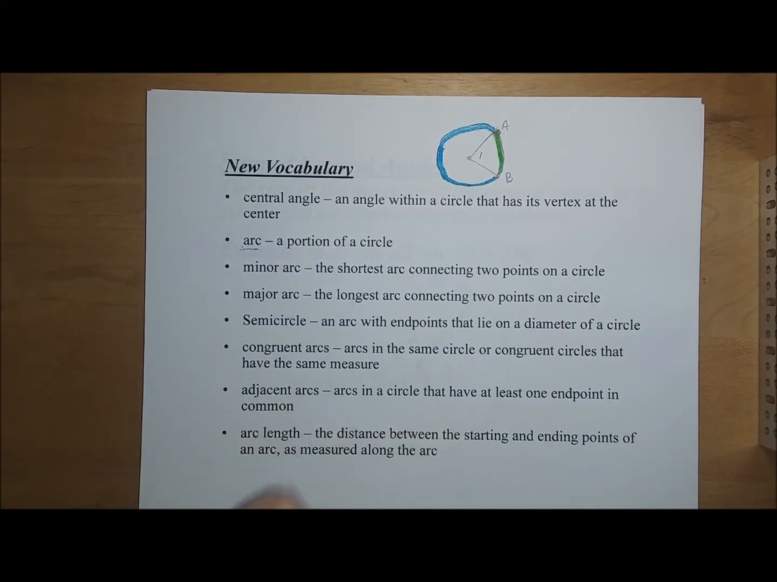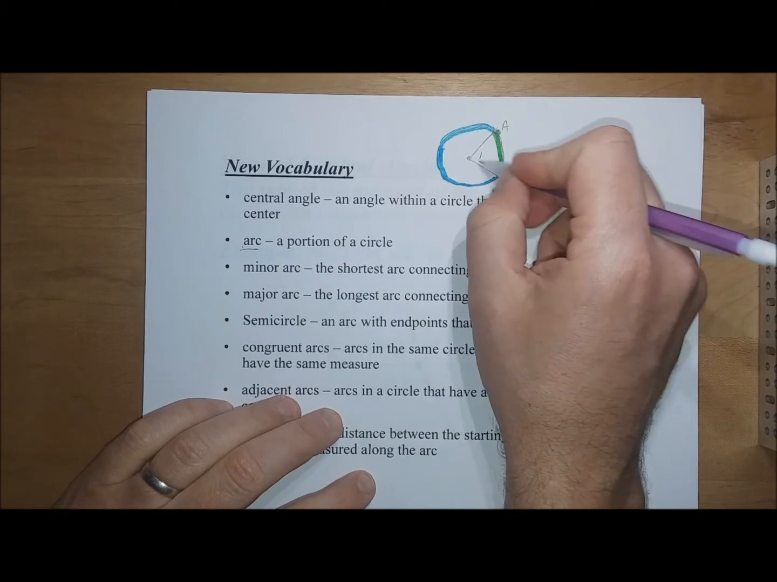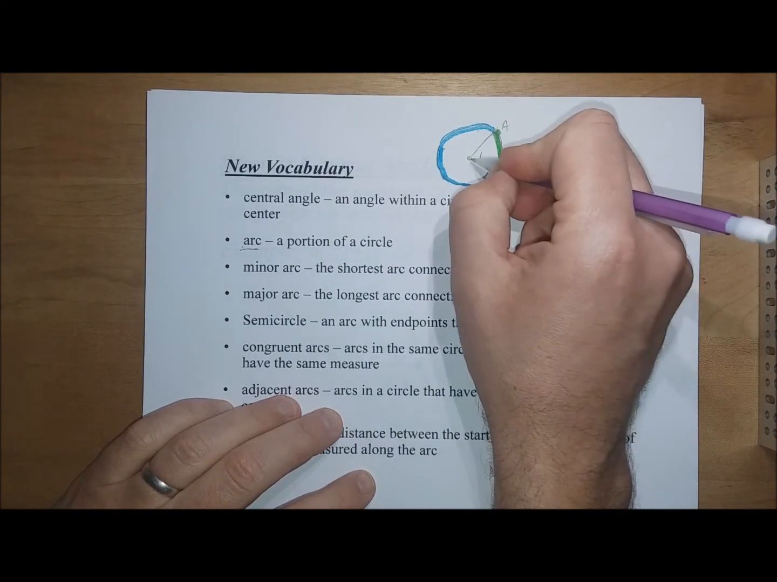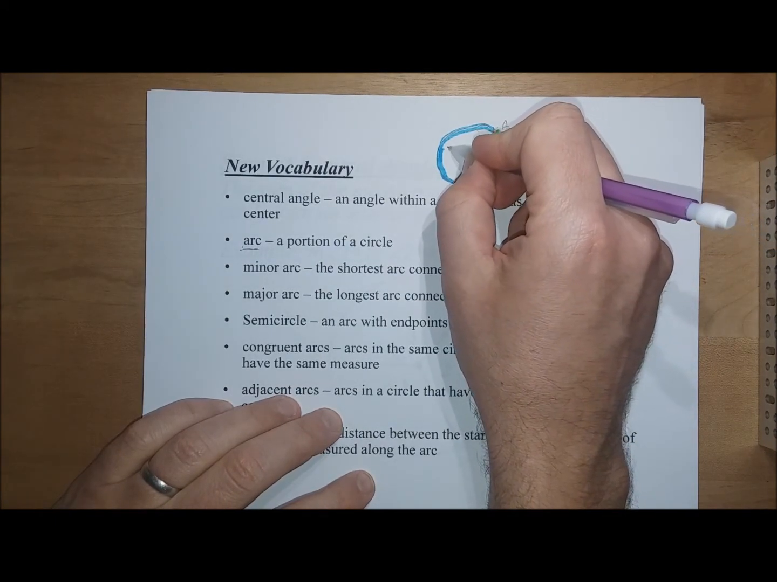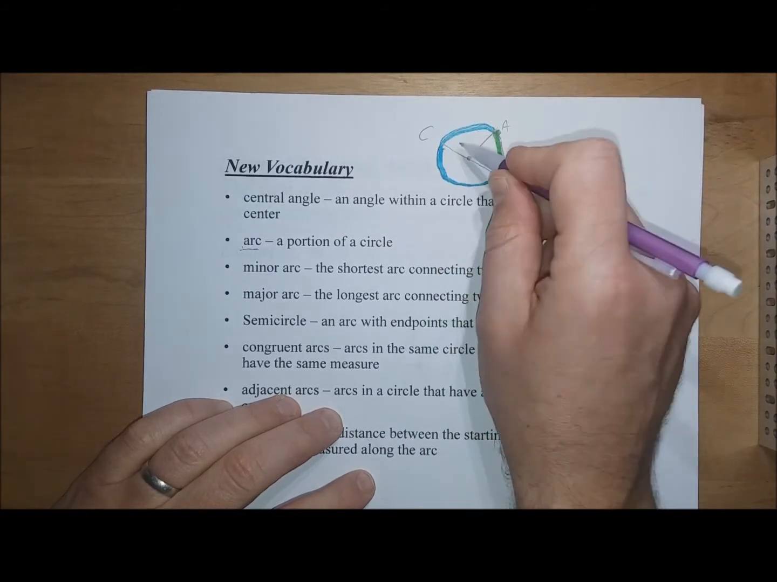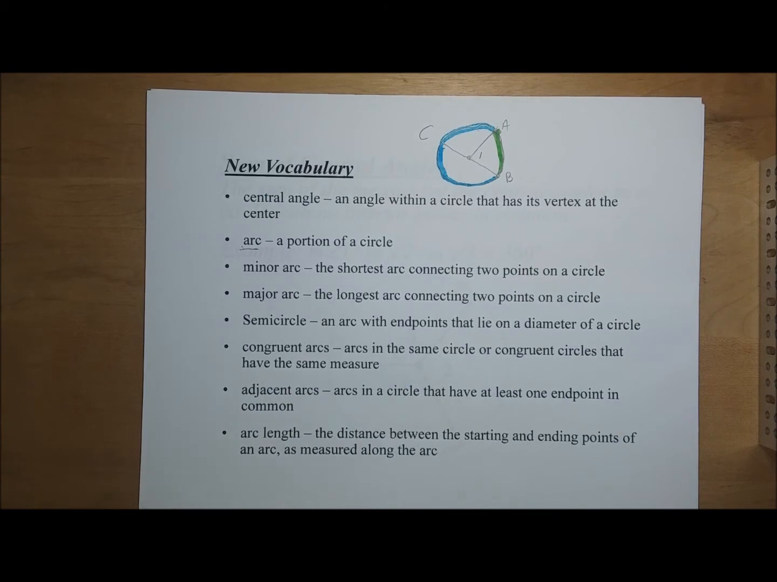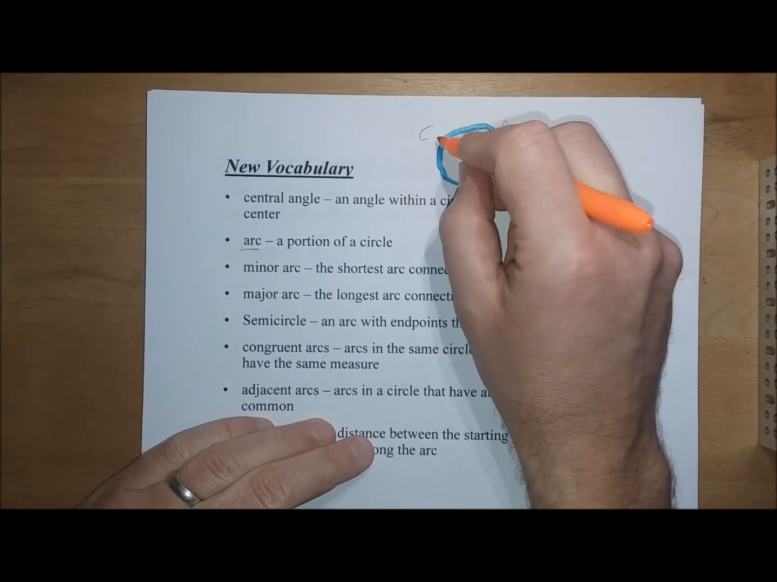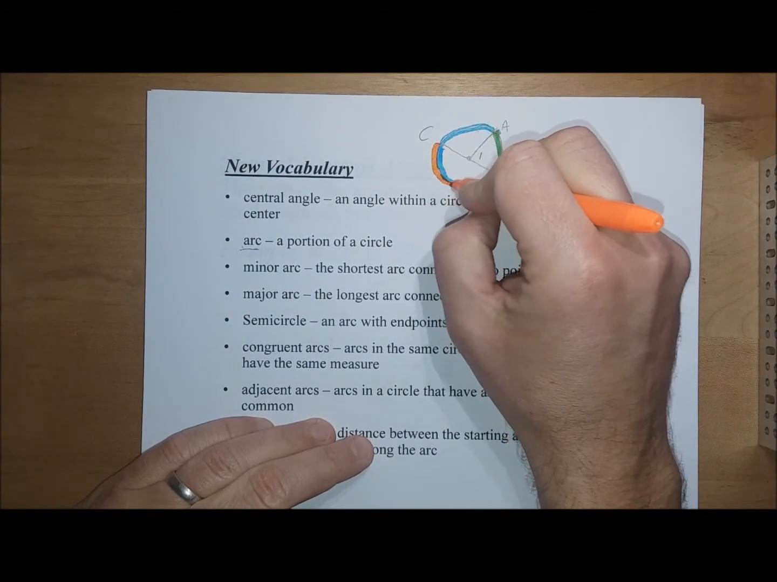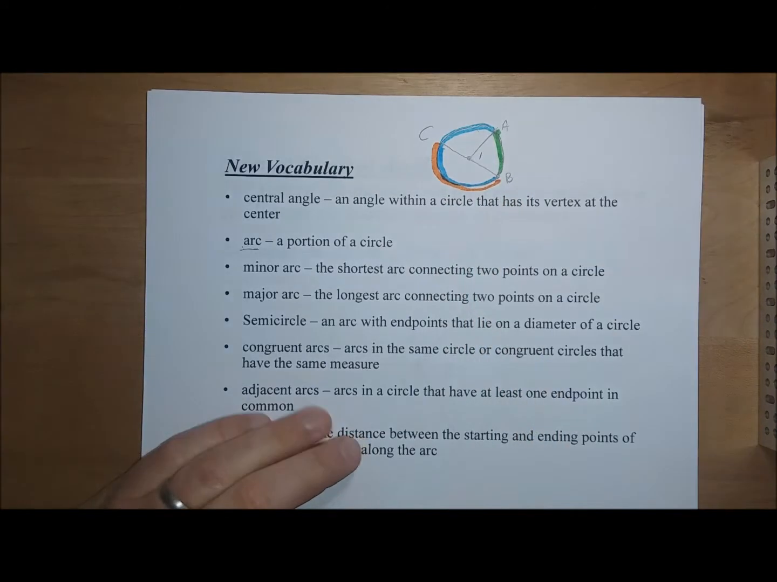Now, if I were to extend this side of this angle directly across the circle to a point C, that would make AC a diameter, okay? And then if I were to connect C and B, I'll do that in orange, that would make that a semicircle. So a semicircle is an arc whose endpoints are on a diameter.